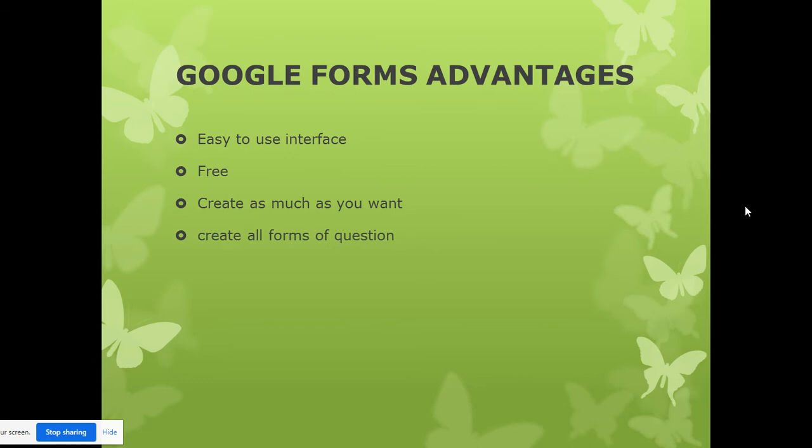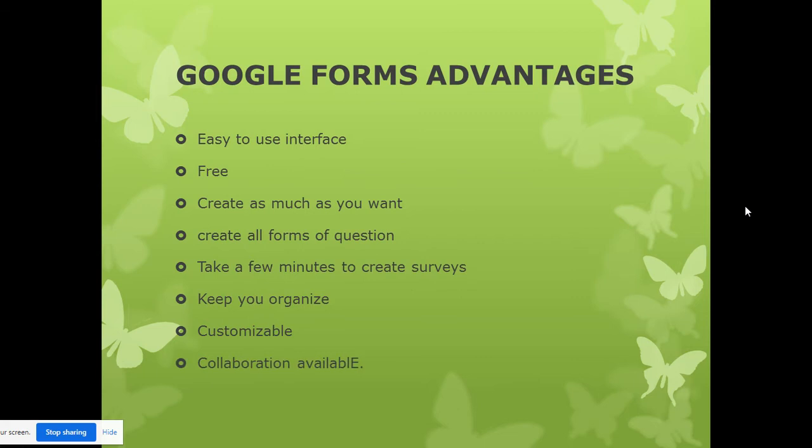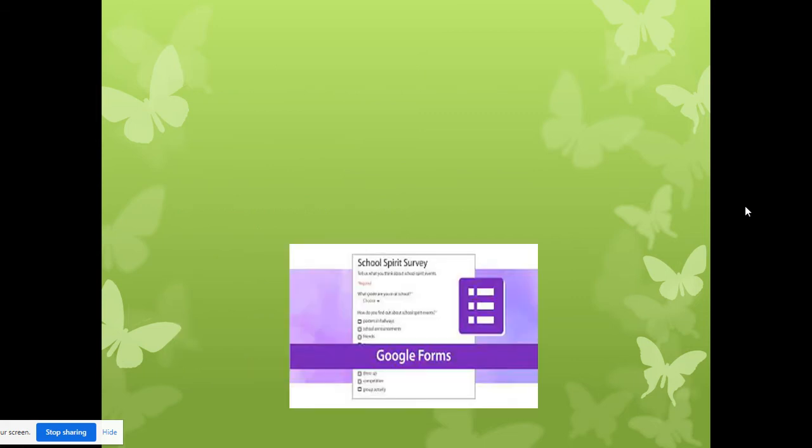You can create all types of forms and all types of questions in forms. It takes a few minutes to create surveys, very minimum time. It keeps you organized: Google Forms also organize your whole information, whole database, whole columns, automatically for you. It is customizable as well. You can customize it at any time, and collaboration is also available.